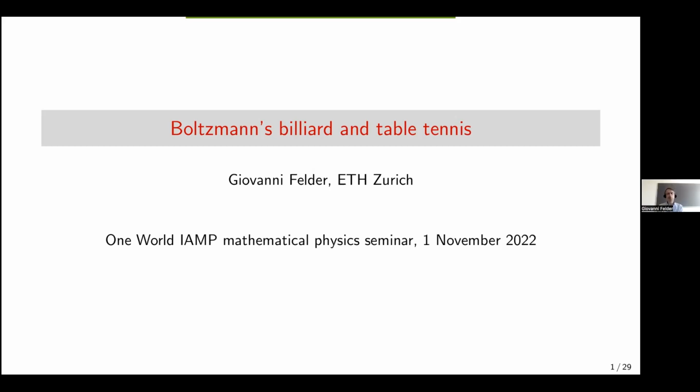So today I'll talk about some discrete time dynamical systems. The first of which will be the model created by Ludwig Boltzmann. And so I will mostly speak about the billiard, and I will also explain some work in progress on the table tennis, which is a three-dimensional generalization.